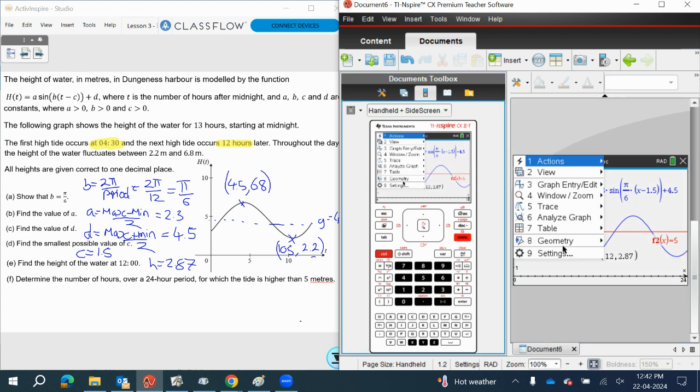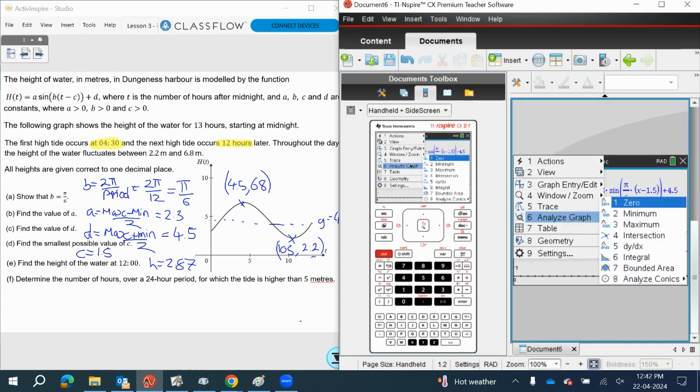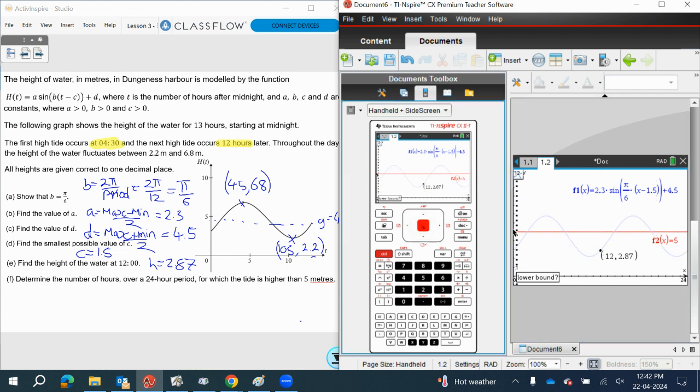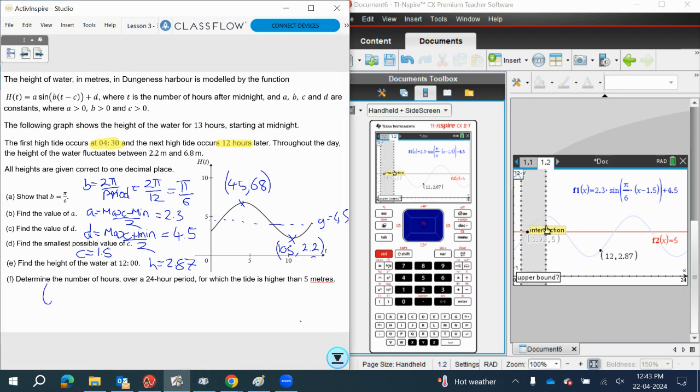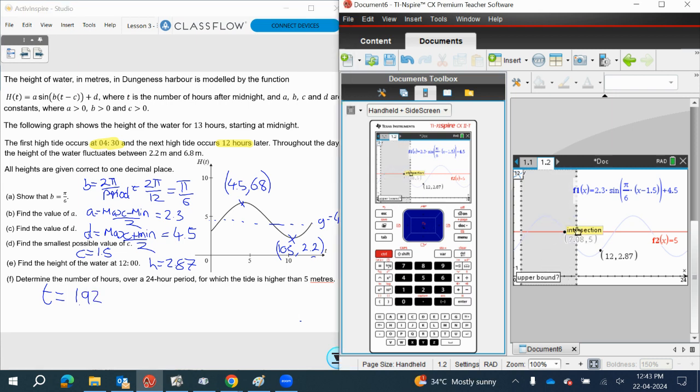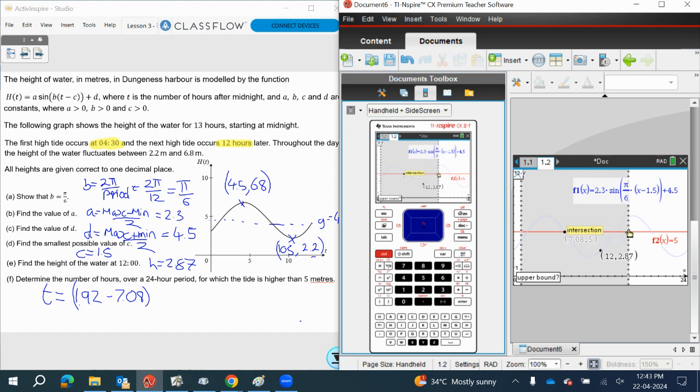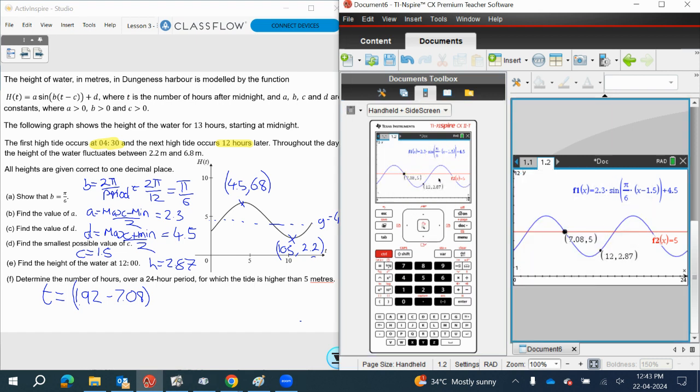I can find them by doing an intersection trace. My lower boundary here, the first one, is t equals 1.92. The second one is 7.08. The difference between these two will be the same as those two.